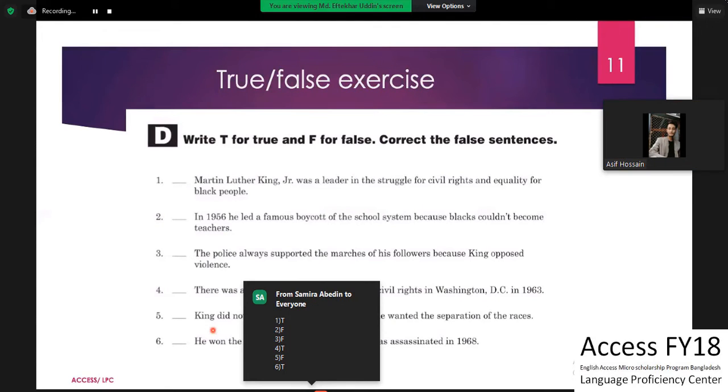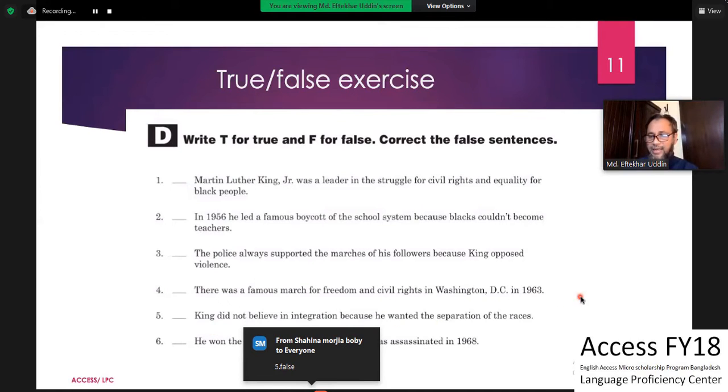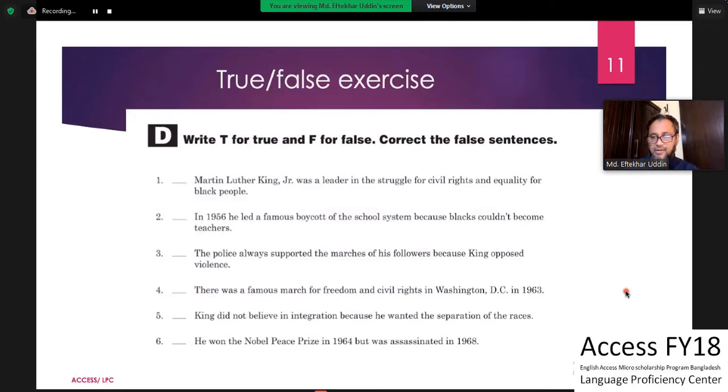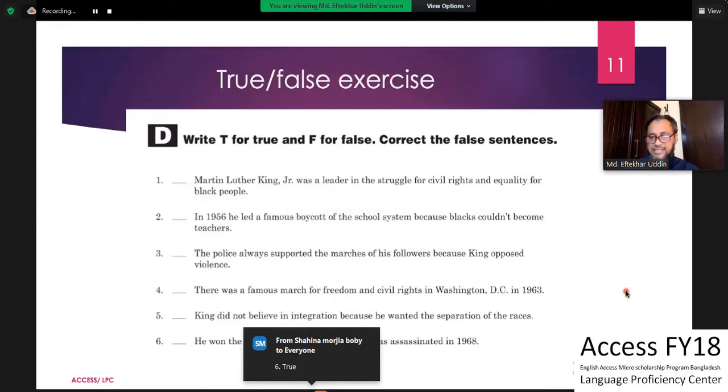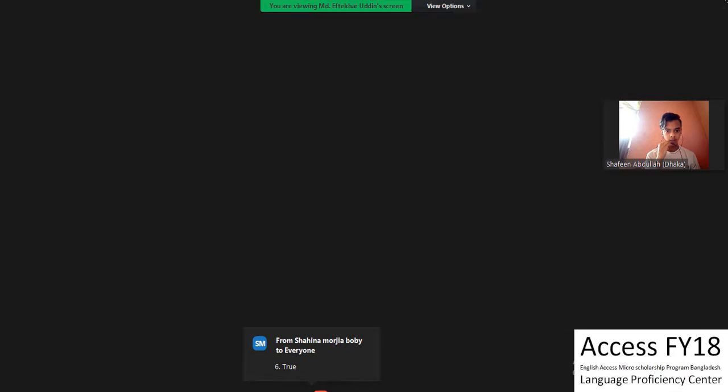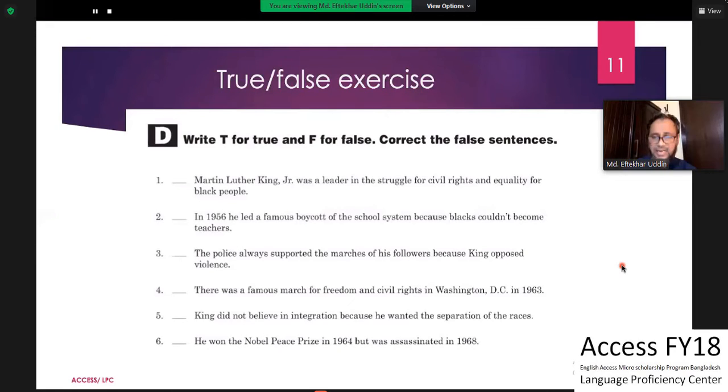Can you provide me the correct information? Israt Jahan Faria, can you give the correct information? Or anybody else? Sir, may I? Please, Shafin Abdullah. King believed in integration because he wanted the unity of the races. Well done. He wanted the unity of the races.